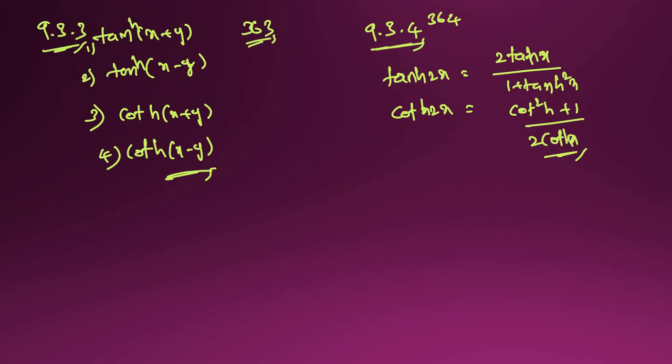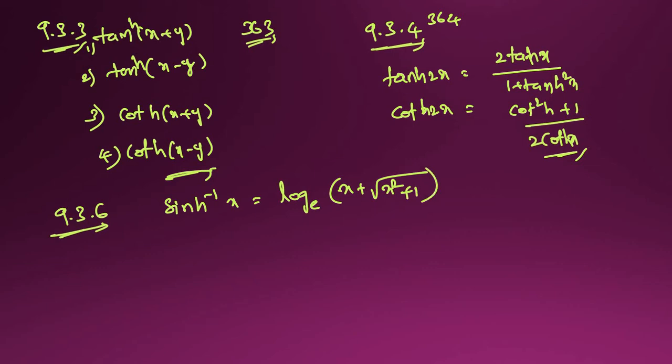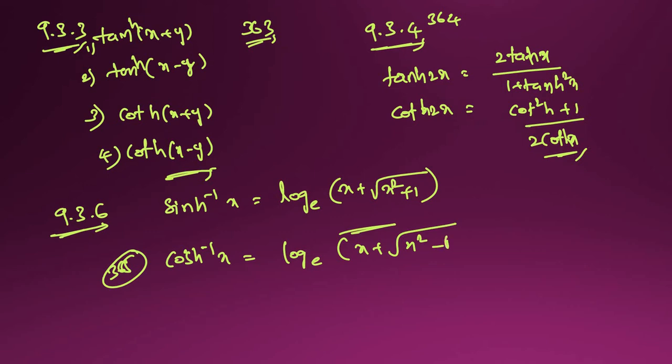Another very important formula here is 9.3.6. That is sinh inverse of x is equal to log e of x plus under root of x square plus 1. This is also very important. Here cosh inverse of x is also given, on the downside of page number 365: cosh inverse of x is log e of x plus under root of x square minus 1.